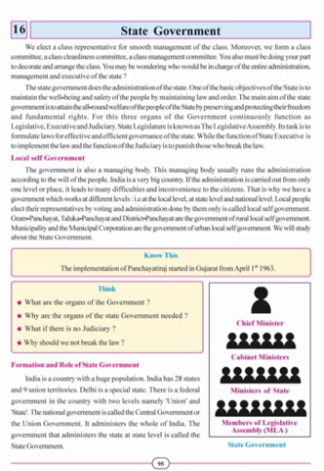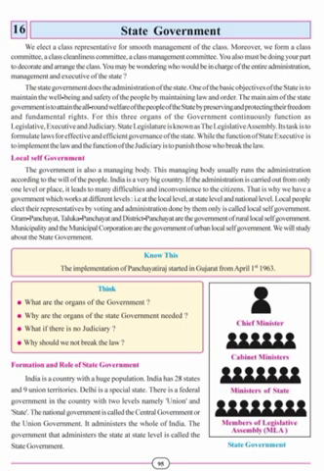Local self-government. The government is also a managing body. This managing body usually runs the administration according to the will of the people. India is a very big country. If the administration is carried out from only one level or place, it leads to many difficulties and inconvenience to the citizens. That is why we have a government which works at different levels, that is at the local level, at state level, and national level.